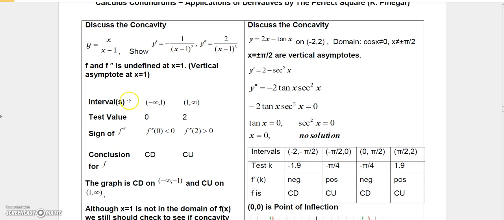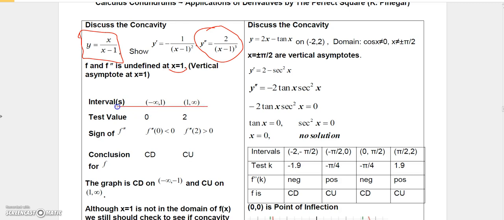All right. Okay, I'm going to do a couple more real quick. Y equals x over x minus 1. Go ahead and find the first derivative, then take the derivative of the first derivative and show the second derivative is 2 over x minus 1 cubed. Now, f double prime is undefined at x equal 1, but so is the original function. So I know I'm not going to get a point of inflection at x equal 1, but let's go ahead and talk about the concavity.